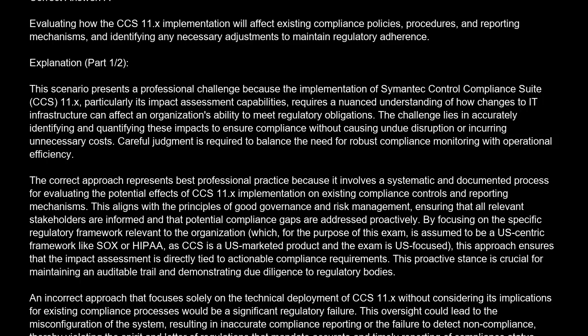An incorrect approach that focuses solely on the technical deployment of CCS 11X without considering its implications for existing compliance processes would be a significant regulatory failure. This oversight could lead to the misconfiguration of the system, resulting in inaccurate compliance reporting or the failure to detect noncompliance, thereby violating the spirit and letter of regulations that mandate accurate and timely reporting of compliance status.